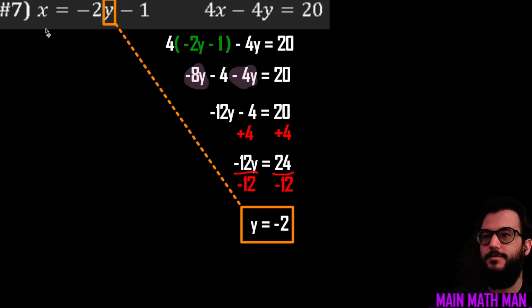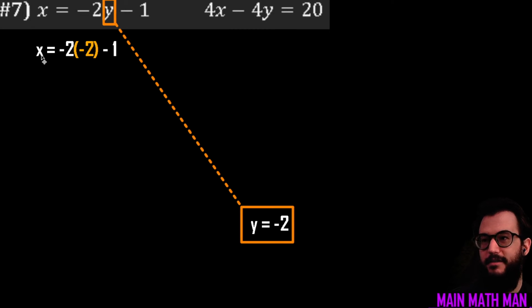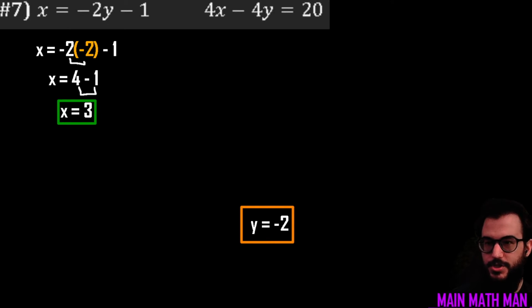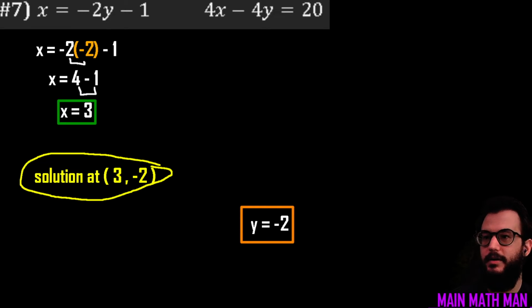So I rewrite this first equation in terms of x, so that means I shouldn't have any other variable besides x. So I should have x equals negative 2 times negative 2 minus 1. Make sure you multiply carefully, same sign positive, so I have positive 4 minus 1 equals x, which is just going to be 3. Again, make sure you can write your solution as an ordered pair, so I'm going to say my solution for this system of equations is going to be 3, negative 2.